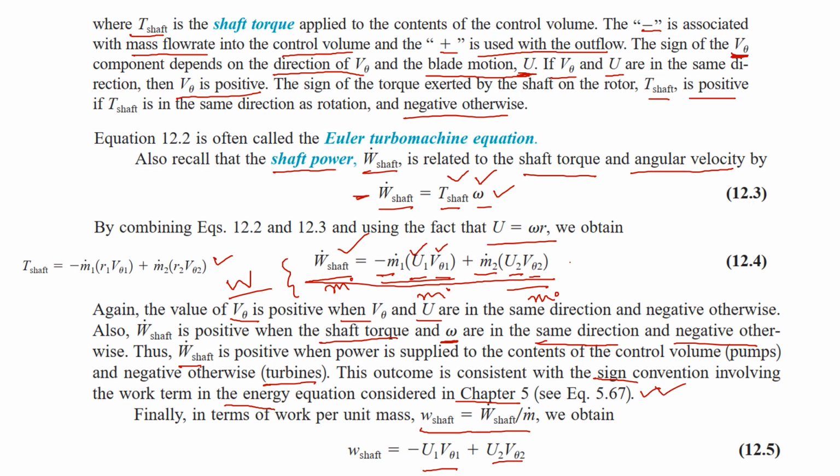Then if we take it as work per unit mass, we will have the shaft work, and that can be represented in terms of these two velocities. One is the velocity of the rotor, and the other is the absolute velocity component, that is v theta 1 and v theta 2.